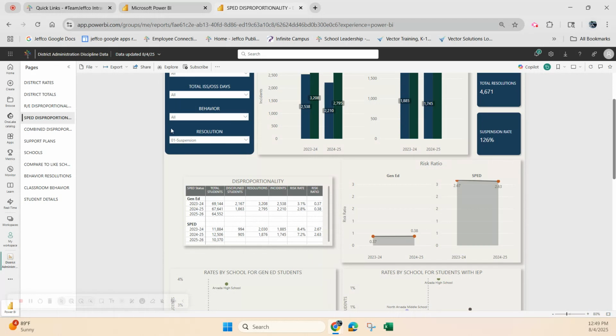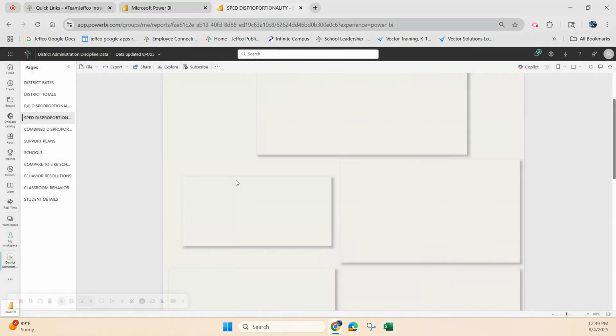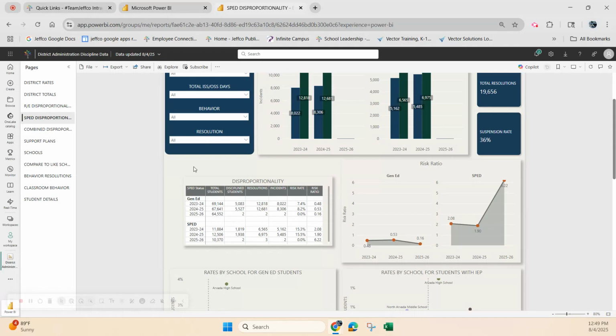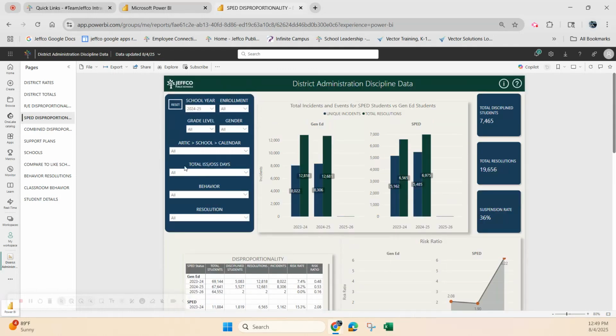Anytime you do apply a filter, it's important to always reset before you look at anything else, because it could skew what you're looking at if you've already have a filter applied. So just a reminder for that.